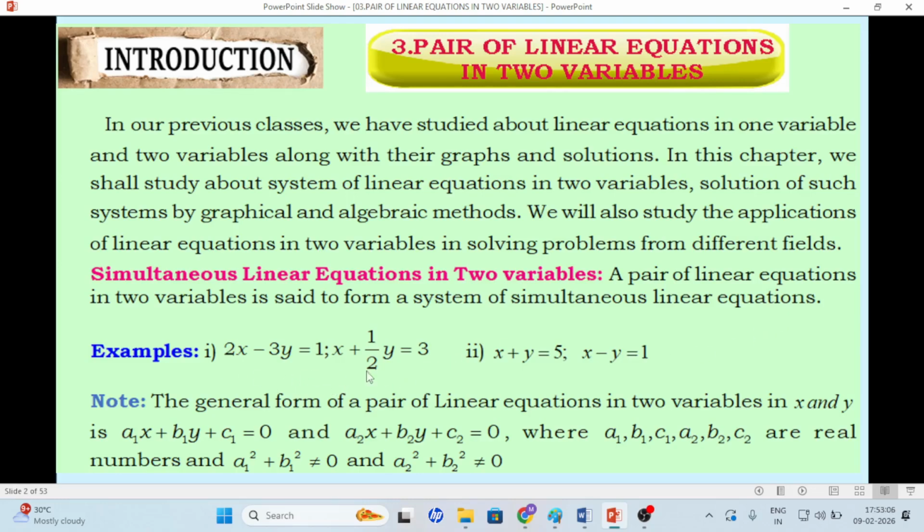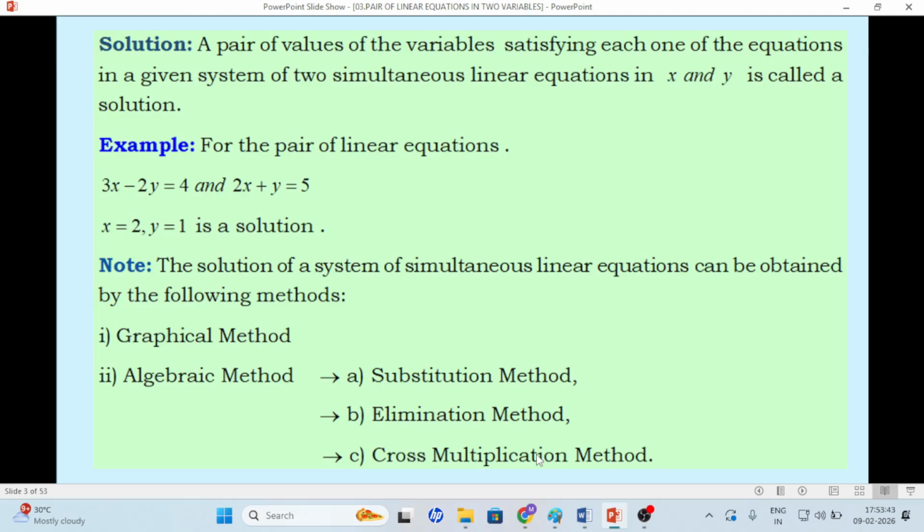See example 1. Here we have two equations. In the second one also two linear equations are there. So what is the general form of a pair of linear equations in two variables? As we have considered a pair of lines, a1x plus b1y plus c1 is equal to 0, a2x plus b2y plus c2 is equal to 0, where a1, b1, c1, a2, b2, c2 are real numbers, and of course a1 not equal to 0, b1 not equal to 0, a2 not equal to 0, b2 not equal to 0. Otherwise, we can take this condition. Both are representing the same. See, observe this example.